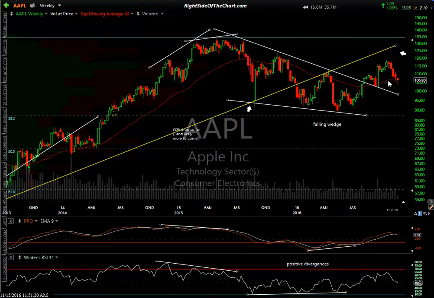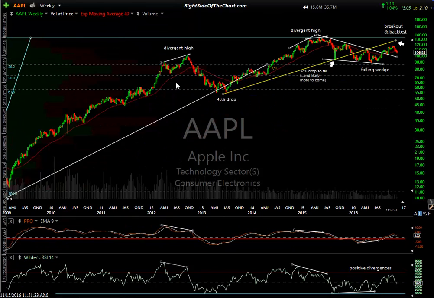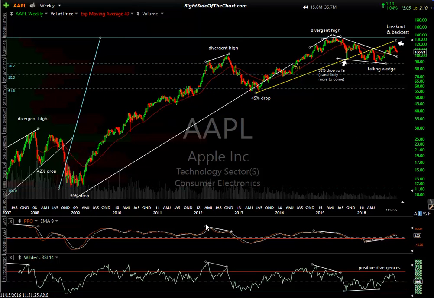Something else that I'm noting is, you see this red line here? This is the 40-week moving average, because we're on a weekly time frame. A 40-week exponential moving average is the same as a 200-day moving average on a daily chart. And that line is very significant. I've shared this before. Let me see if I can pull up this other chart for you guys.